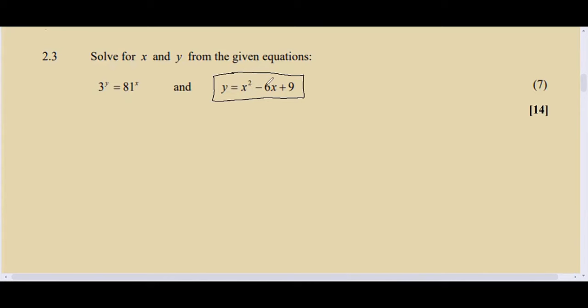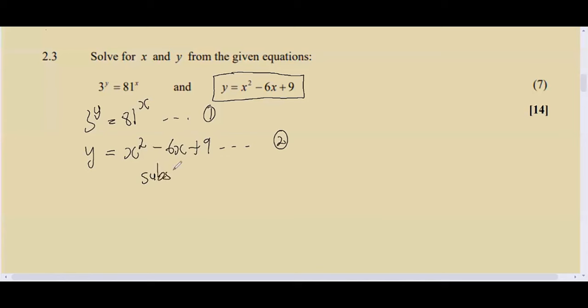Because already we can see that it's in standard form. So if we have to write this, we'd say 3y is equal to 81 to the exponent of x, and then we'd call this equation 1. Then we have y equals x squared minus 6x plus 9, and we'd label this equation number 2, right? Because equation number 2 is already in standard form, and y is the subject of the formula, we can simply substitute equation number 2 into equation number 1, right?